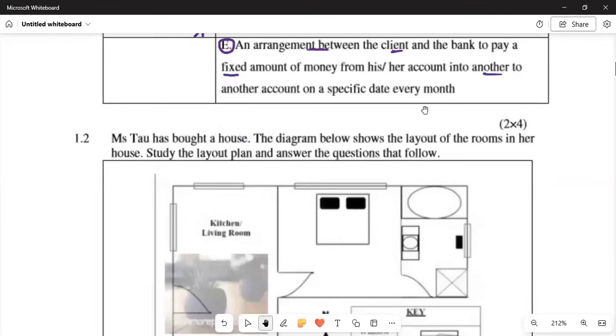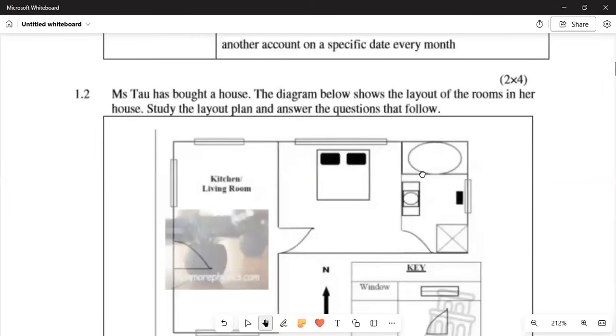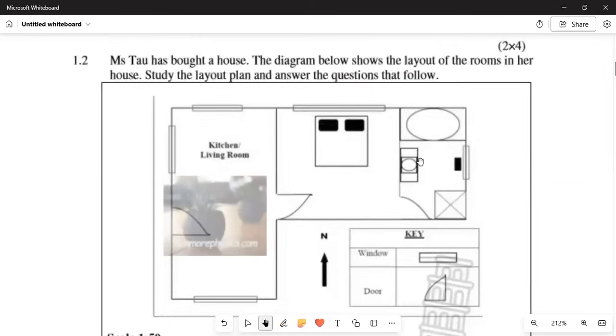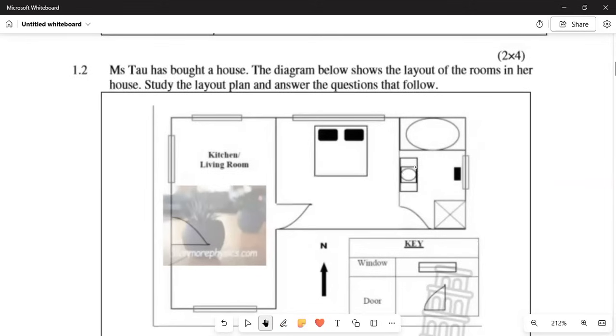Then if we are moving on, we go to 1.2. In 1.2, they say Mr. who bought a house. The diagram below shows the layout of the rooms in her house. Study the layout plan and answer the questions that follow.